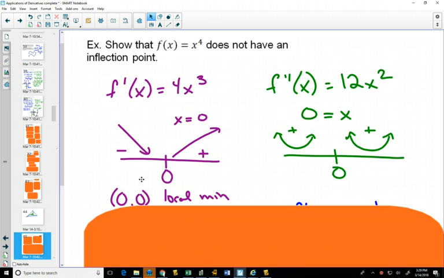Okay? The other way that you could say that x equals 0 is not an inflection point, it's only an inflection point if your first derivative also stays the same sign at that point. So the fact that we go from negative to positive at 0 in our first derivative test tells us that this will not be an inflection point as well.